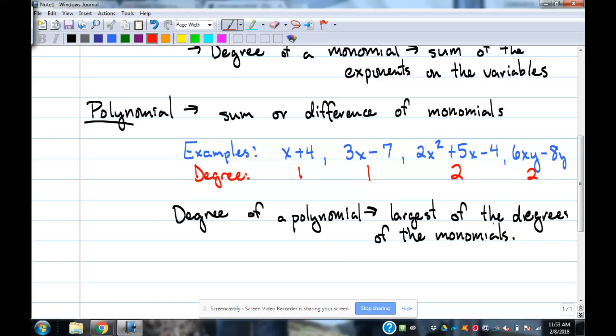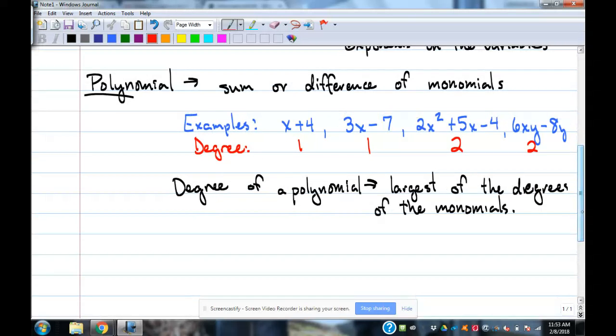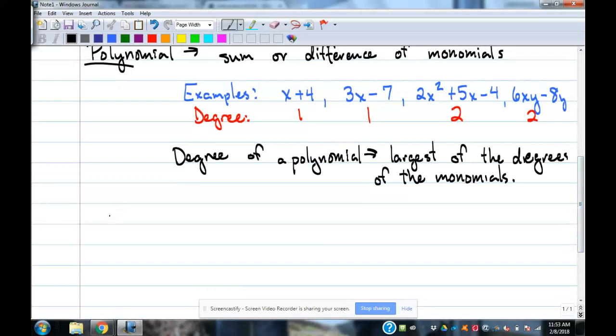Okay. Now, that gets some of the preliminary stuff out of the way. But then we have to talk about classifying, and then we're going to get into some examples of actually doing some stuff here. So when we classify, we already know monomial. How many terms does that have again? One term.